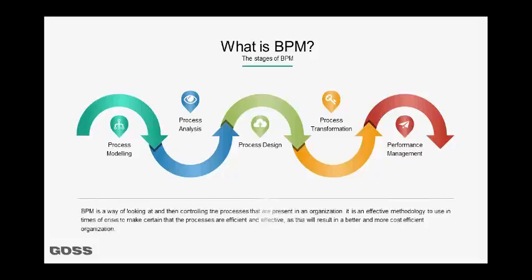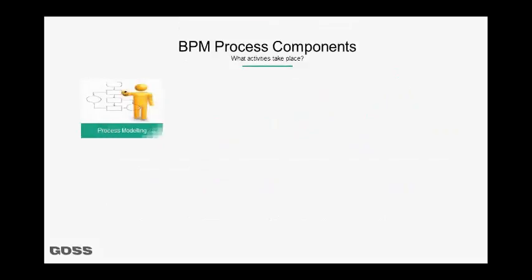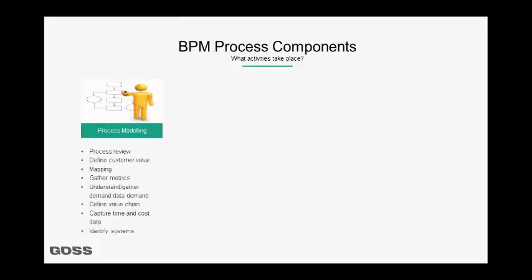And BPM is the sum total of all of those 5 elements. So it's about doing all of this process, and it's the culture of continuous improvement. So let's just go a little bit more into those components. So the first stage, process modelling. So that's about doing your as-is process review. It's about defining the customer value, because it's essential that you look at this from the customer perspective. And it's about mapping that process, and it's about gathering the metrics.